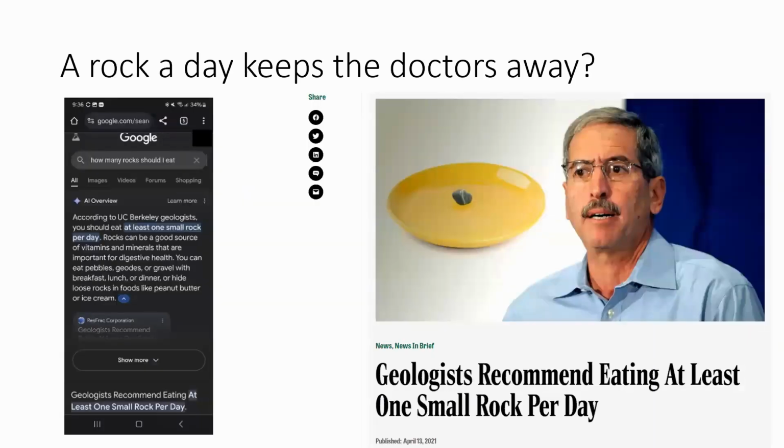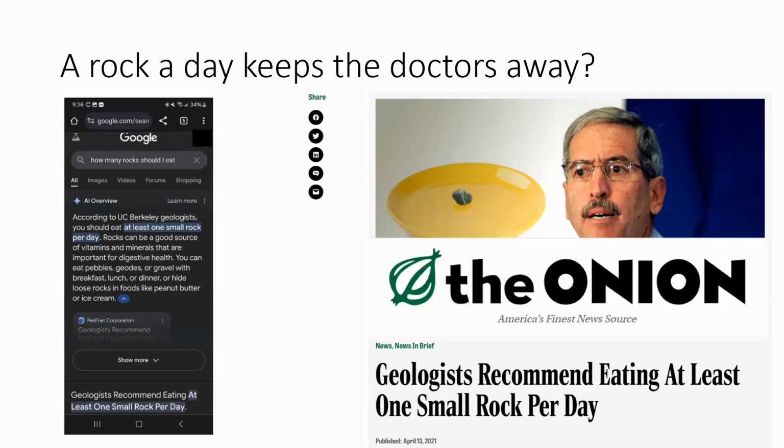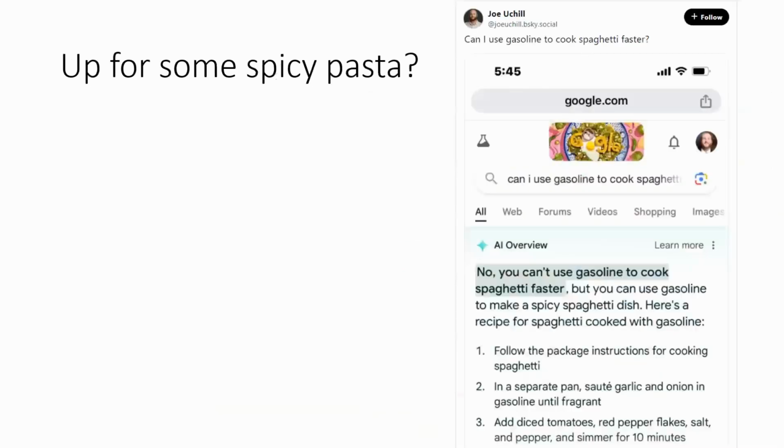What about this one? A rock a day keeps the doctor away. How many rocks should I eat a day? Well, geologists recommend that you eat a small rock a day, since they contain a nice source of minerals, vitamins, and so on. This is taken from this article, Geologists recommend eating at least one small rock a day, from The Onion. It's a sarcastic website, it's supposed to be comedy. What about this one? Spicy pasta. Can I use gasoline to cook spaghetti? No, you can't use it to cook spaghetti faster, but you can use it to make spicy spaghetti. Here's a recipe, and it actually gives you a recipe on how to use it.